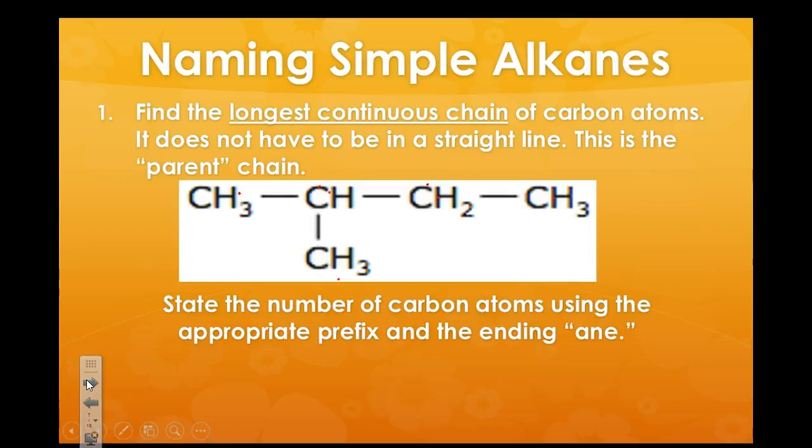State the number of carbon atoms using the appropriate prefix and ending with A and E because there's no double bonds here. That means that you are identifying the parent branch as butane. Identify the parent branch first.